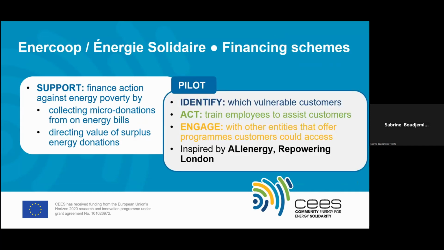The first one I'm going to present is Enercop and Énergie Solidaire, which work on the concept of funding in energy solidarity. The economic aspect cannot be ignored when you are going to try to support some energy poor households, and the donations of some can help others to pay energy bills, to improve the energy performance of their habitat, or equip themselves with economical or clean heating means, for example.